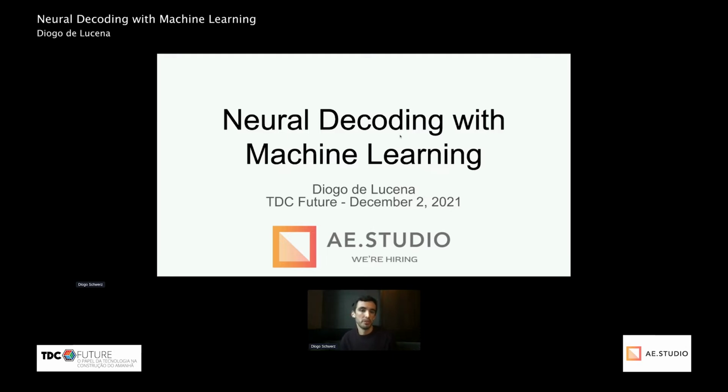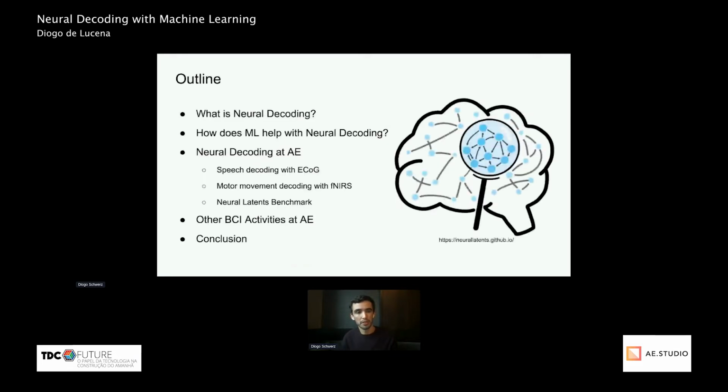So here we'll be focusing on neurodecoding with machine learning. But to go through that, we'll start discussing a little bit what neurodecoding really is. And if you saw Sumner's talk, it's going to make sense that this is just one piece of that brain-computer interface system. Then we're going to look at how machine learning can actually help with that task, and specifically what we've been doing at AE with different projects that we've touched on, and other activities that we've been doing on the BCI field. Then we're going to conclude, reviewing everything, and giving some thought about the future of what we'll be doing here at AE.